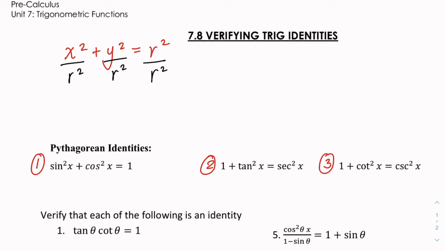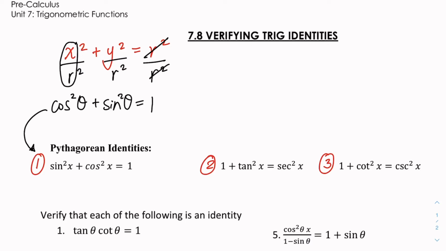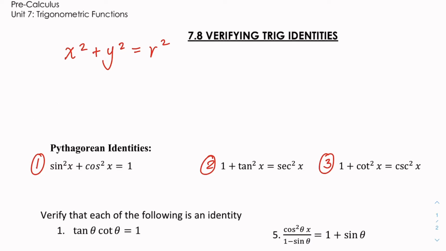So when I divide everything by r squared, notice this side becomes 1, and this looks very familiar. X over r. Do you remember what that formula is? It's cosine. So cosine theta, but then it's being squared, so we'd write cosine squared theta. Plus, y over r, that's sine. So cosine squared theta plus sine squared theta equals 1. Check it out. That's the exact same thing we have down here. Pretty neat. Okay, so now we know where the first formula comes from. Let's look at the others and derive them in the same way.